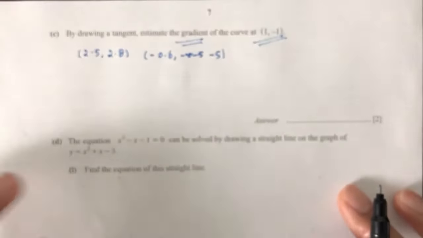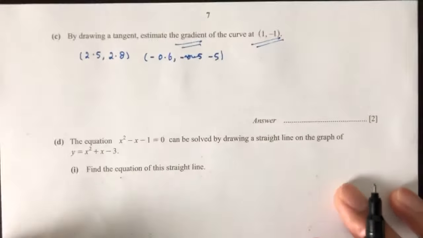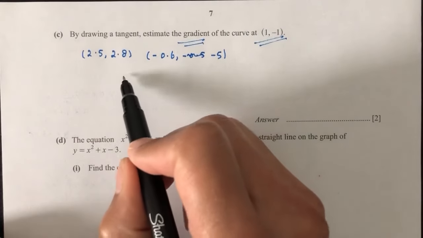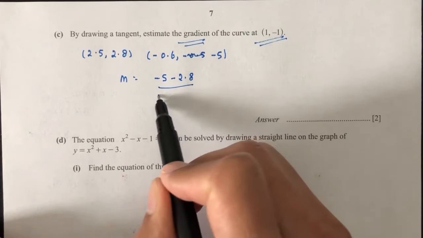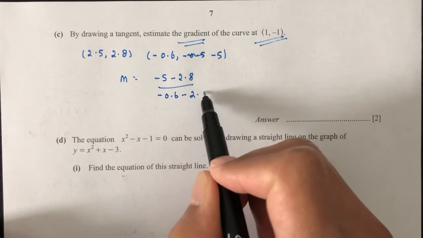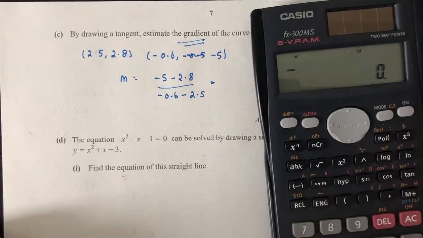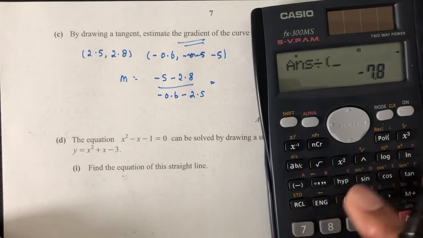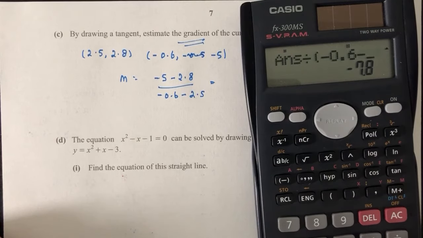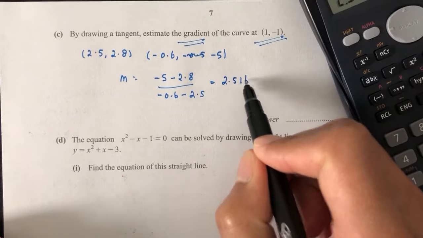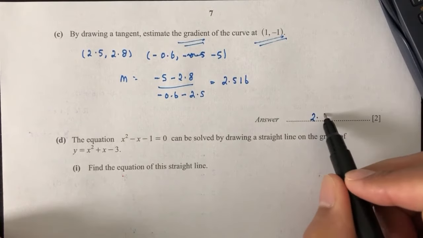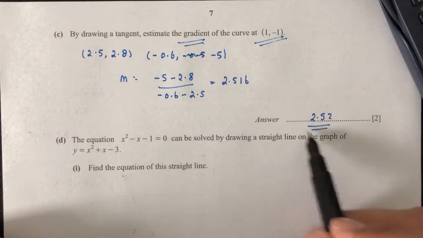Okay. So to find the gradient, we can just use the formula. That will be y2 minus y1 over x2 minus x1. So minus 5 minus 2.8 divided by minus 0.6 minus 2.5. That will give me 2.516. So I would choose 2.52. That will be my estimate for the value of the gradient.